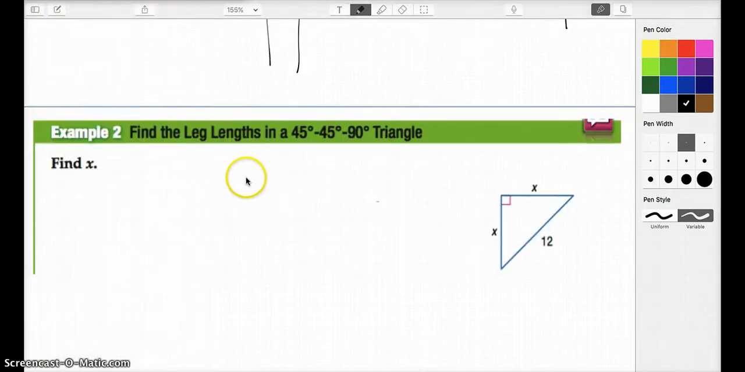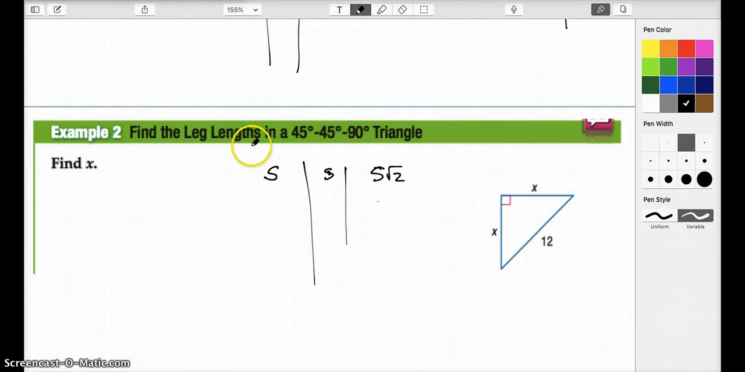Okay, over here, we're still dealing with 45, 45, 90 right triangles, and we remember that the relationship was S, S, and S root 2, all right? So I'm going to keep that in mind as I process through this problem. So let's look at this guy. I see that X is here, and the one over here would be 12. You guys get what I'm doing? So this is the leg, and this is the hypotenuse. And so the legs are X, and the hypotenuse is 12.